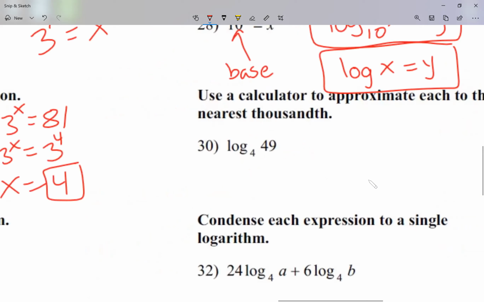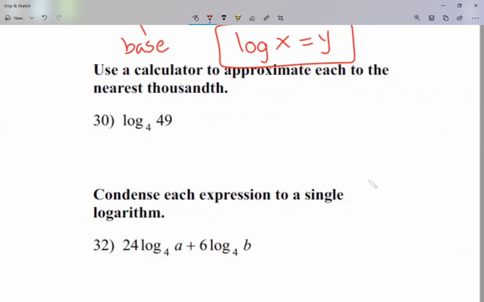Looking at question number 30. If I don't read the instructions, if I just start like, let this equal to x, I'm gonna start as 4 to the x is equal to 49. I wish I could write 49 as 4 to the something. I know 4 to the second is 16. 4 to the third is 64. So x is between 2 and 3, right? 2 point something, right? I'm not going to guess. So here I'm going to use a calculator.